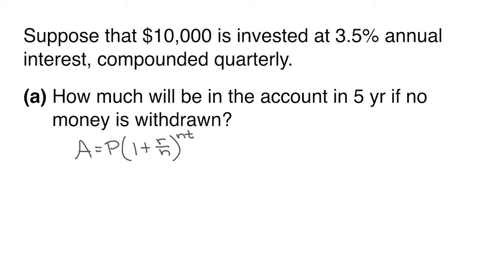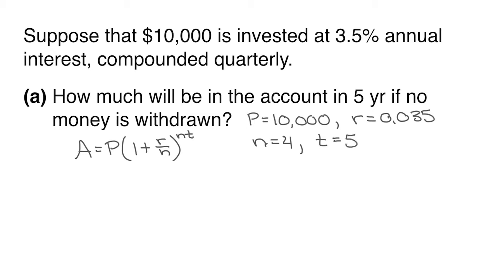In this case, we were told that $10,000 was invested, and so P is equal to 10,000. The interest rate is 3.5%, so as a decimal, R is equal to 0.035. We are compounding quarterly, so N is equal to 4. And we're asked how much will be in the account in 5 years, so T is equal to 5. We'll substitute these values into the equation in order to find A.